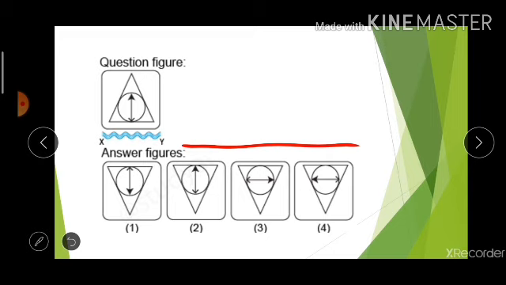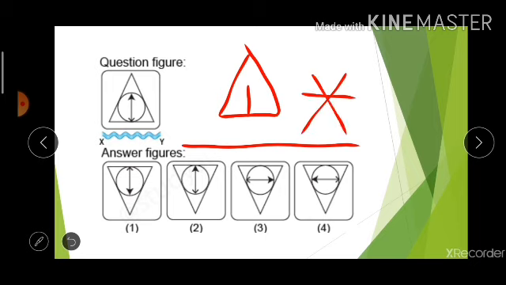I'm okay with all the options as of now. Now in the triangle you also have a vertical line. So in the answer figure also you will want a vertical line, not a horizontal line. The line doesn't change. If the question figure has a vertical line, the answer figure will also have a vertical line. So options 3 and 4 are getting eliminated because they have horizontal lines in the circle.